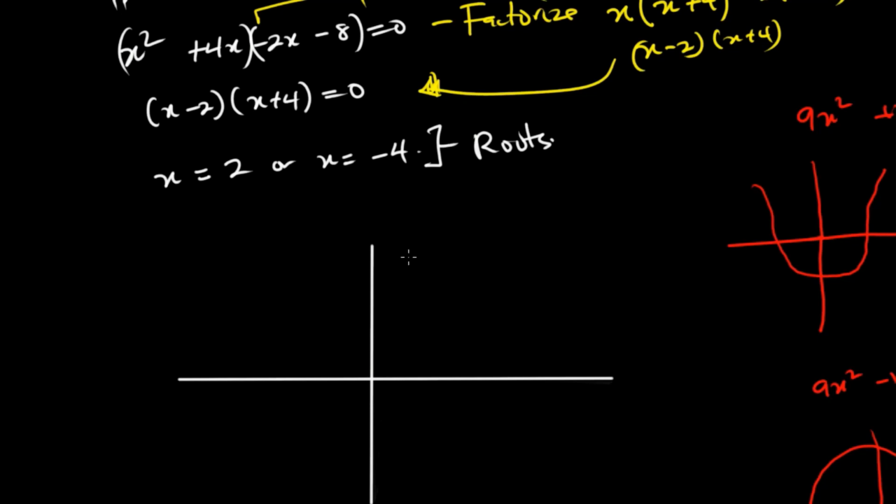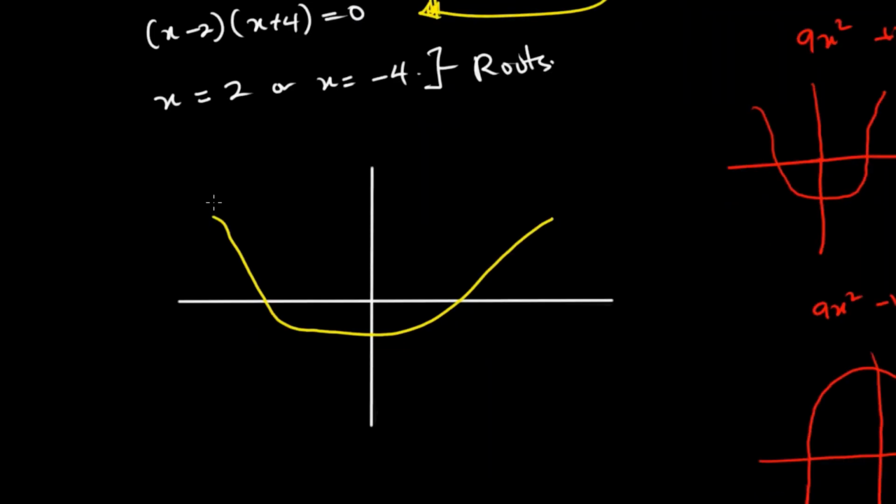Since we have a positive coefficient of x squared, we are going to have a cup-like parabola, something of this nature. With this, we know that we have the roots of our equation at this point and also at this point. So this is -4 according to our expression, and this is 2.